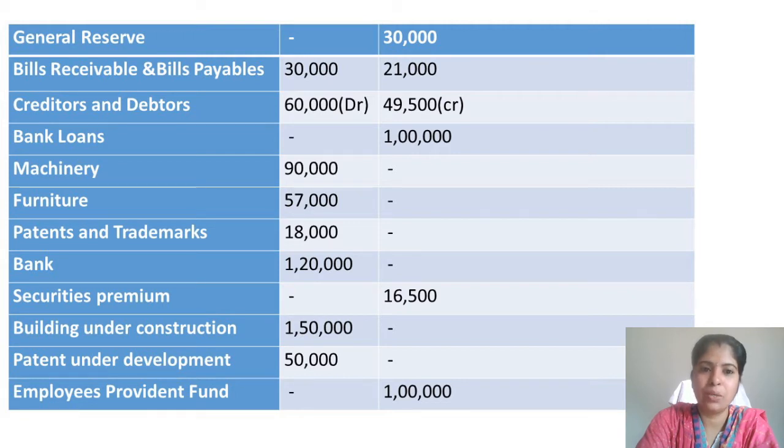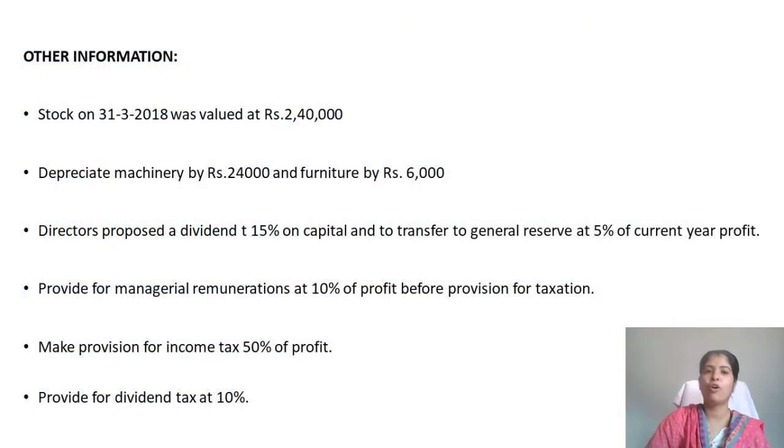Bank 1,20,000. Securities premium 16,500. Building under construction 1,50,000. Patent under development 50,000. Employees provident fund 1 lakh. Additional information: stock on 31st March 2018 was valued at rupees 2,40,000. This is your closing stock.